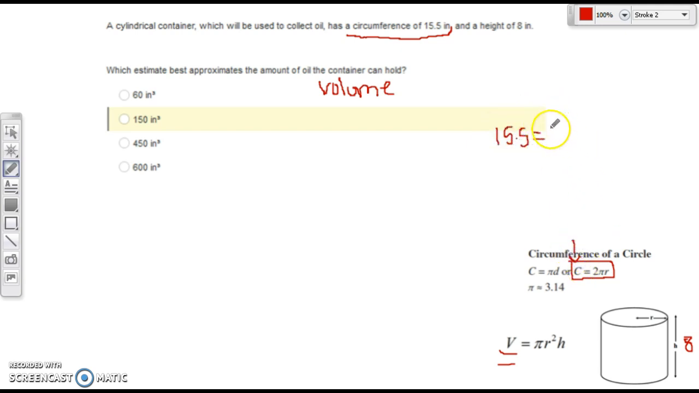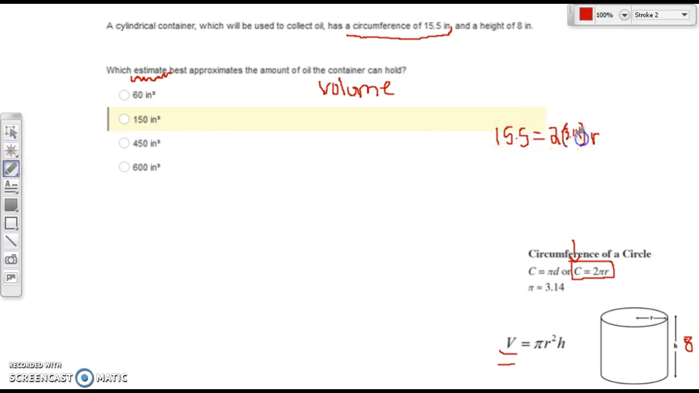So I plugged it in for C, equals 2 times, now it doesn't necessarily tell us to use 3.14, so I'm going to leave it as pi for right now. 2 times pi times r. Well, you know what? I changed my mind. It wants to know the best estimate. So I'm not going to get an exact answer. I'm going to be estimating. So I'm going to go ahead and change that pi to a 3.14.